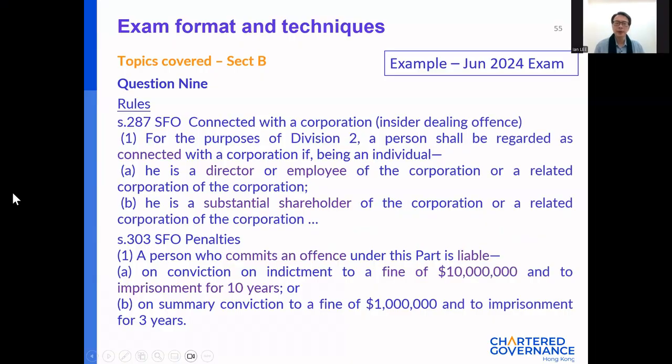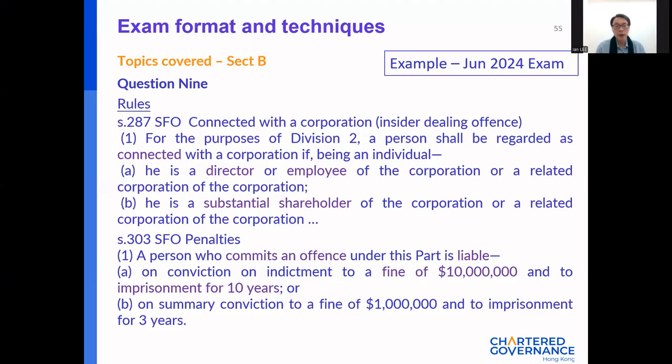So connected person, what does that mean? Well, there's a long list of parties or entities that can be connected with a company as explained in Section 287 of the SFO. And you can see in subsection 1A, if you're a director of the company or employee of the company, or part B, if you're a substantial shareholder of a company, you're already a connected person for the purpose of insider dealing offense. So what will be the likely penalties?